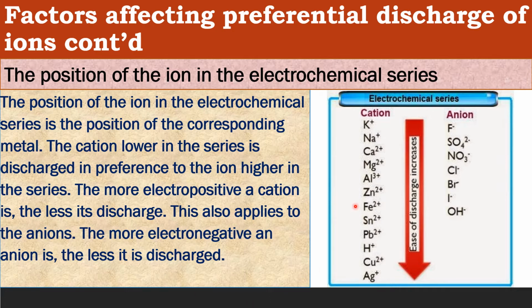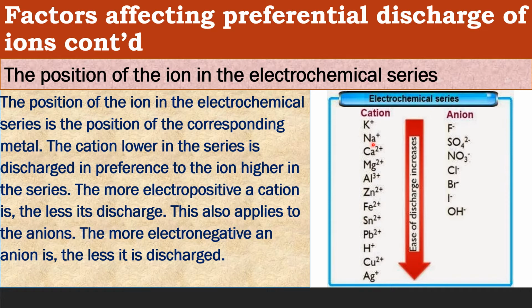If you look at the diagram at the right hand side of this slide, you see cation and anion. And of course, the first ion you see at the cation side is K+. K+ means potassium ion. And the first ion you see at the anion side is F-. F- means fluoride ion. So let's say in an electrolysis where Na+, that's sodium ion, and H+, that's hydrogen ion, are the 2 cations that are formed by the electrolyte.